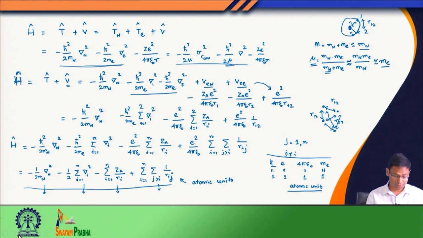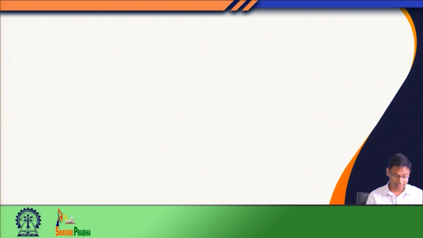Now, what we will do is that we'll extend our discussion to molecular systems. In case of an atomic system, of course, we saw that we have more than one electron.